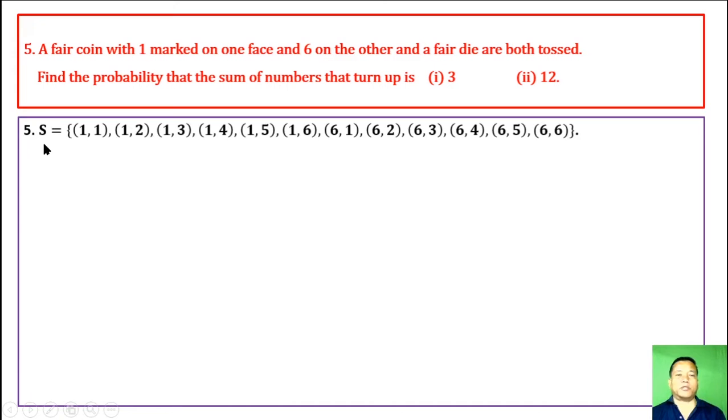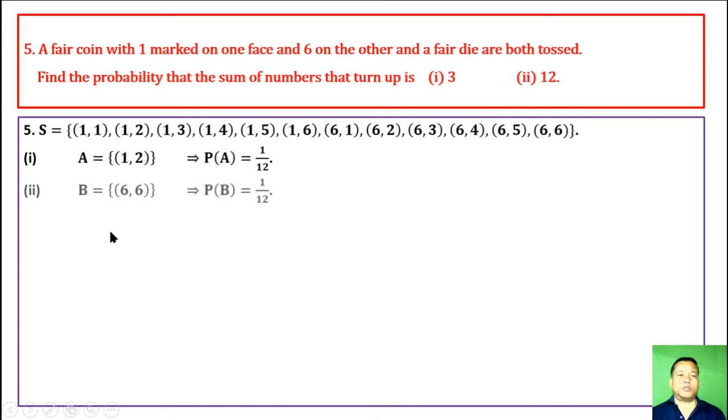Here the sample space consists of 1,1; 1,2; 1,3; 1,4; 1,5; 1,6; 6,1; 6,2; 6,3; 6,4; 6,5; 6,6. There are 12 outcomes in the sample space. Roman number 1: A consists of 1,2 only, whose sum is 3. A consists of only one outcome out of 12. Therefore, the probability of A happening is 1 by 12.